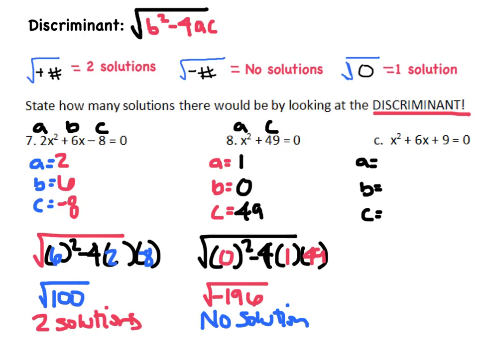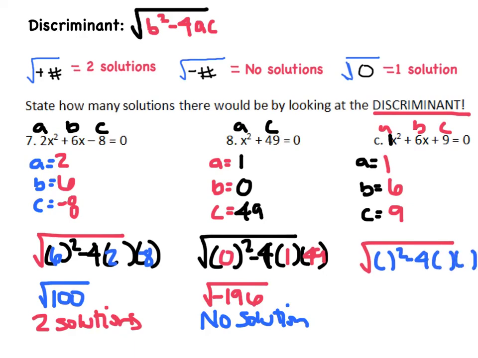And let's see the last one. Is it in standard form? Yes, it is. So I have a, which is 1, b is 6, and c is 9. Let's check out the discriminant and see what we come up with. b squared minus 4 times a times c. Well, I have 6 squared minus 4 times 1 times 9. When I work that part out, we get, what do you know, 0. And if I end up with 0, that tells us that we have only one solution.